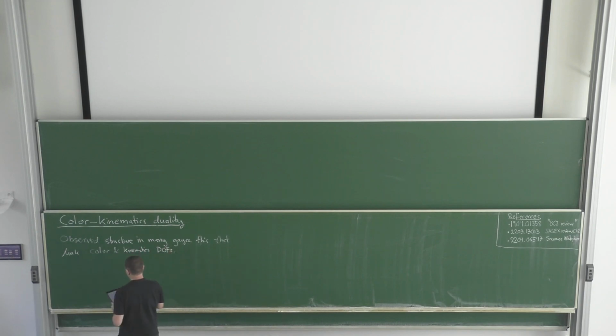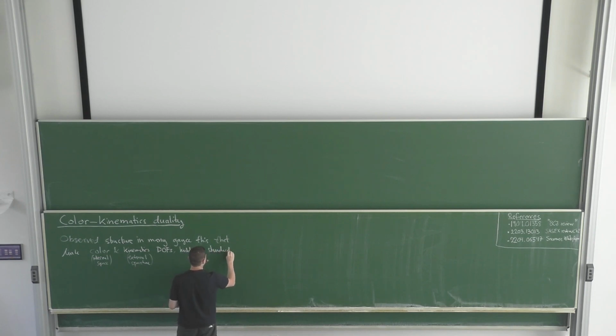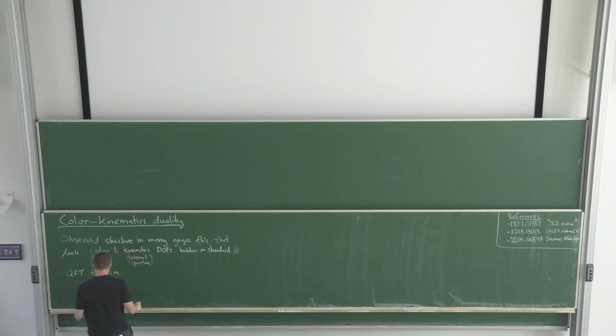and let me say what I mean by color here. So this is some internal space degree of freedom, internal space, and this is of course external space-time. And this is hidden in the standard QFT formalism, but becomes more apparent in scattering amplitudes.